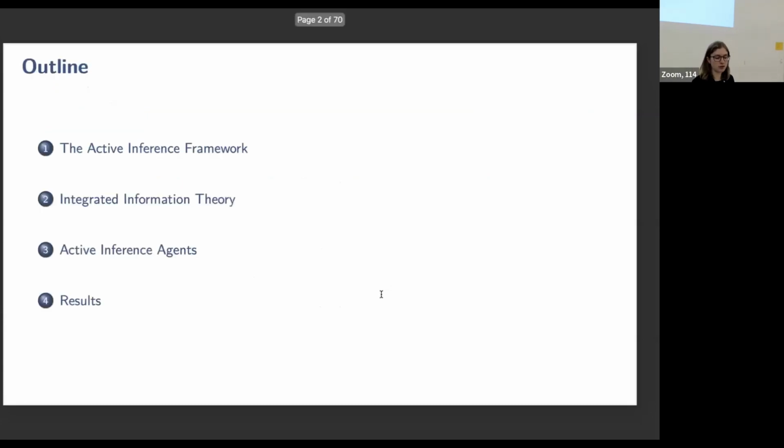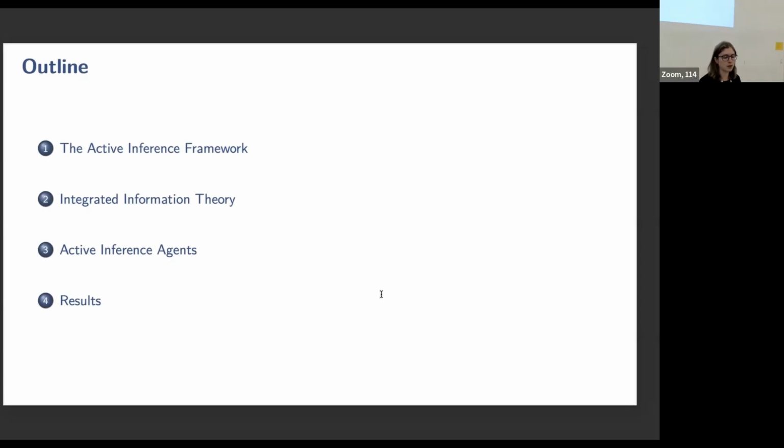As a rough overview, although most of you will be familiar with these concepts, I will first roughly introduce active inference and integrated information, and then I will introduce simple simulated agents that we use with active inference, on which we can then calculate integrated information. So I can give you, at last, a few preliminary results of our framework.